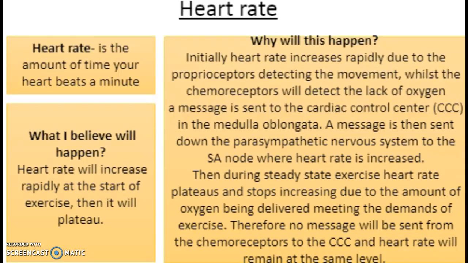Initially, heart rate increases rapidly due to the proprioceptors detecting the movement, whilst the chemoreceptors will detect the lack of oxygen. A message is sent to the cardiac control center in the medulla oblongata. A message is then sent down the parasympathetic nervous system to the SA node, where heart rate is increased. Then during steady-state exercise, heart rate plateaus and stops increasing due to the amount of oxygen being delivered meeting the demands of exercise. Therefore, no message will be sent from the chemoreceptors to the CCC and the heart rate will remain at the same level.